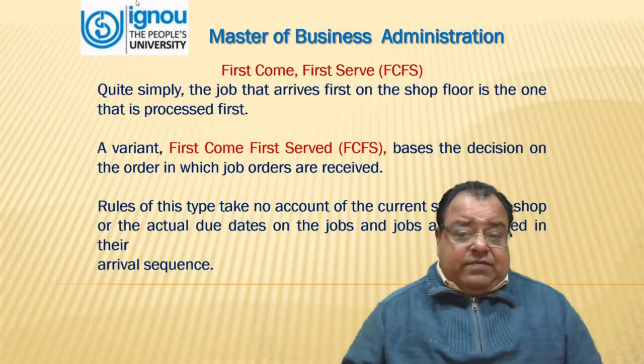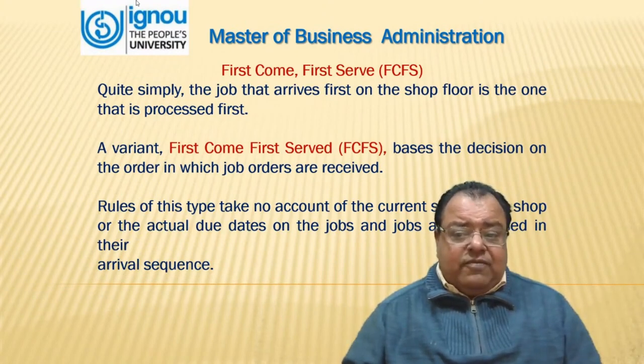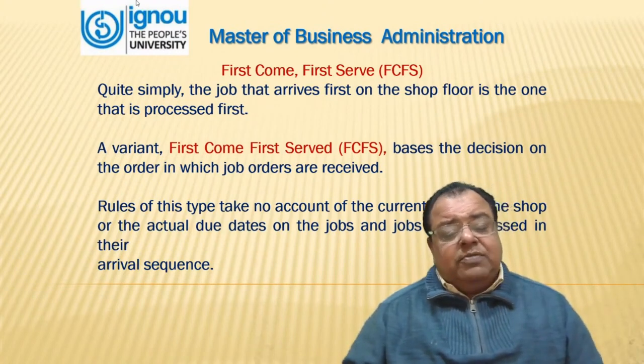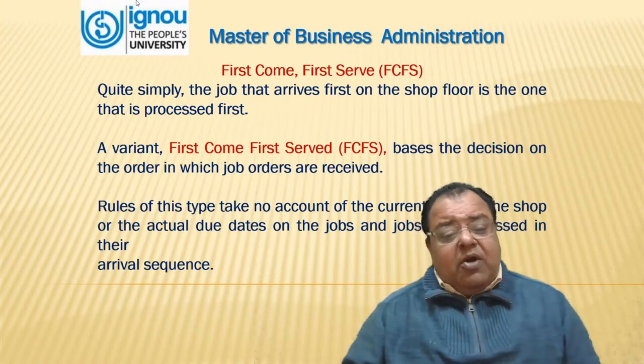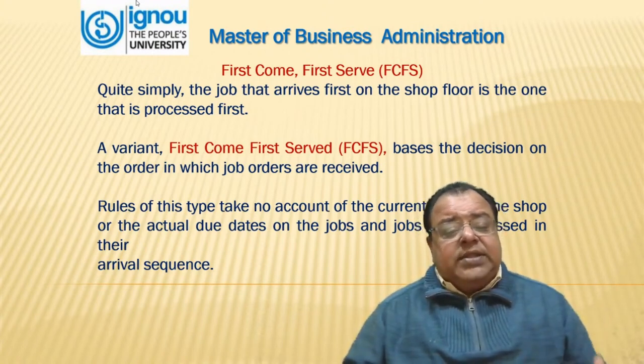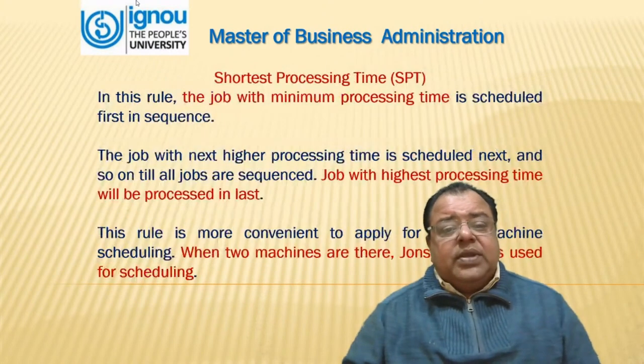First come, first serve, FCFS. Quite simply, the job that arrives first on the shop floor is the one that has to be processed first. A variant of first come, first serve bases the decision on the order in which the job orders are received. Rules of this type take no account of the current state of the shop or the actual due dates of the jobs, and jobs are processed in their arrival sequence.